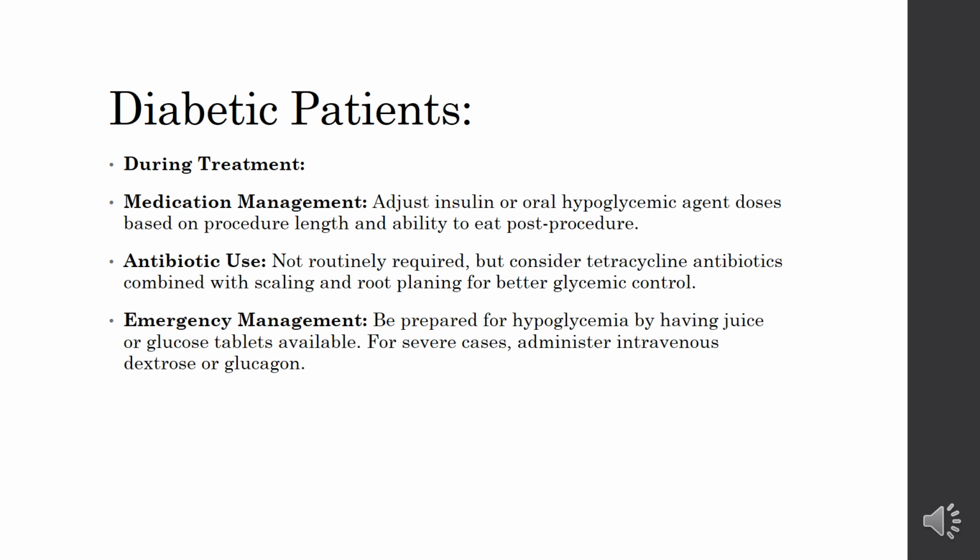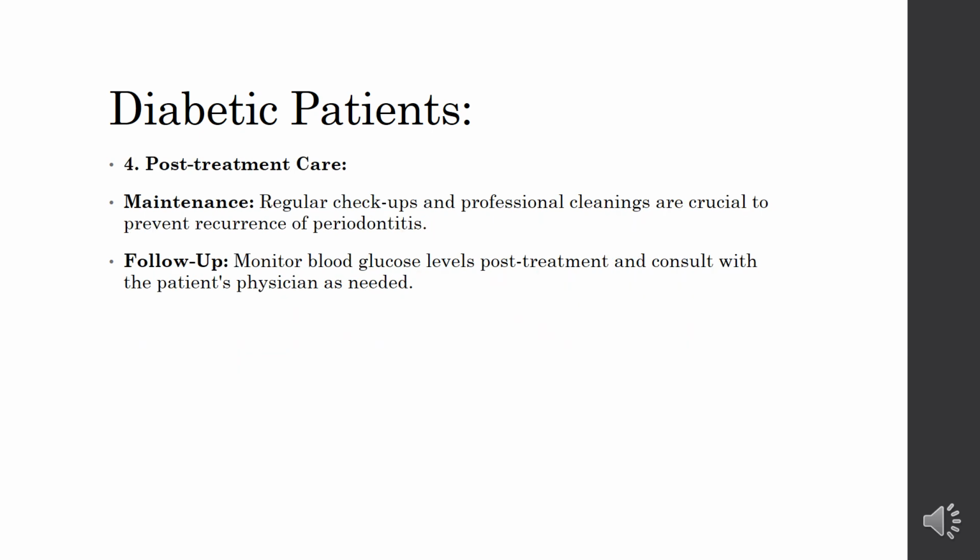Emergency management. Be prepared for hypoglycemia by having juice or glucose tablets available. For severe cases, administer intravenous dextrose or glucagon. Coming to post-treatment care, maintenance should be done by regular checkups and professional cleanings. They are important to prevent recurrence of periodontitis. Then follow-up should be done. Monitor the blood glucose levels after the treatment and consult with the patient's physician as needed.